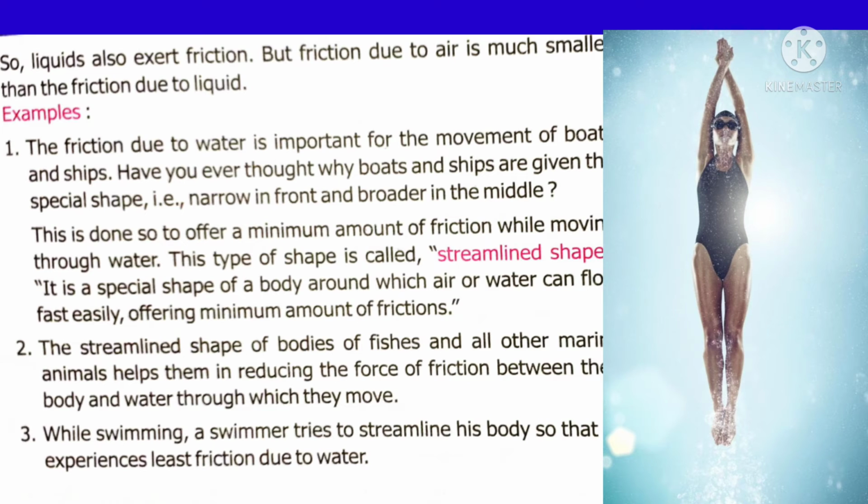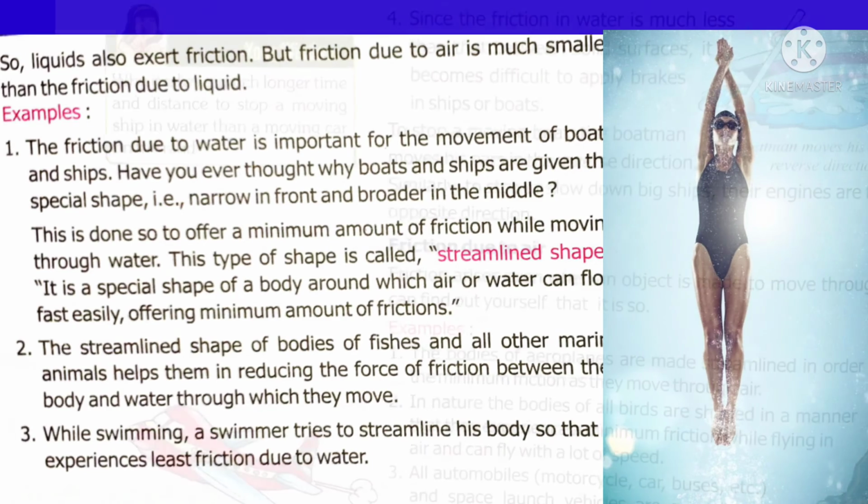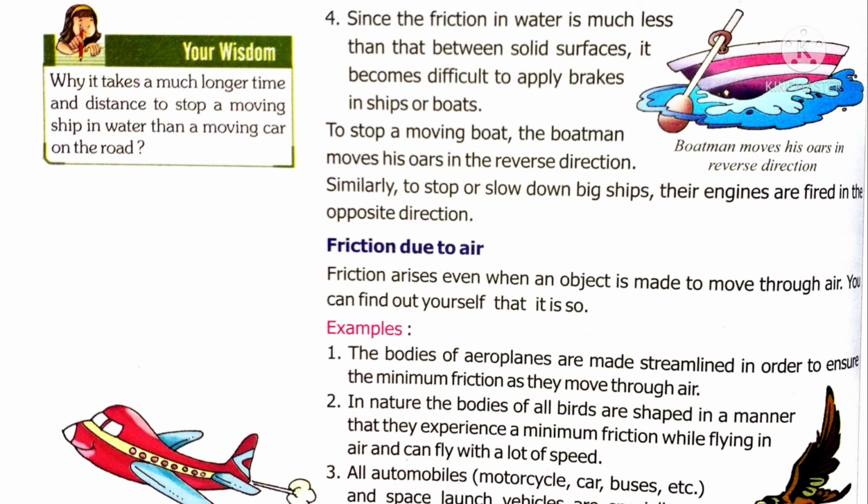Friction in water is much less than on solid surfaces. That is the reason it becomes difficult to apply brakes in ships or boats. To stop a moving boat, the boatman moves his oars in the reverse direction. To stop or slow down big ships, their engines are fired in the opposite direction. If a vehicle is moving on a solid surface, it can be stopped by applying brakes. But the friction exerted by water or liquid is less, so we cannot apply brakes in order to stop a ship or boat.